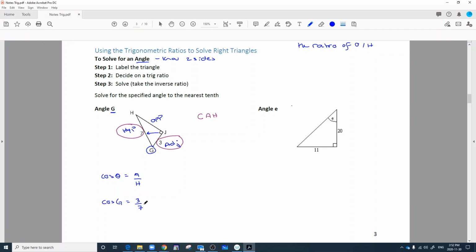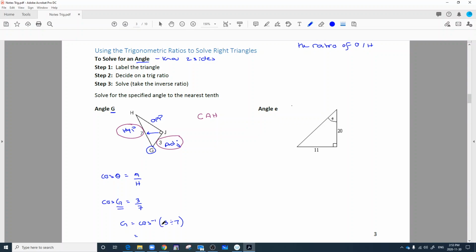Now, 3 divided by 7 is 0.42857, and so on. I want to tell my calculator that for that ratio, tell me the angle that always gives that ratio of adjacent to hypotenuse. So to do that, I always think about it as solving algebraically. The opposite of cos is inverse cos. This is how I remember which button to type in my calculator. So I'm going to type in the inverse cos, because I'm solving for G, of 3 divided by 7. All that tells my calculator is that I'm giving it the ratio. I want it to give me the angle.